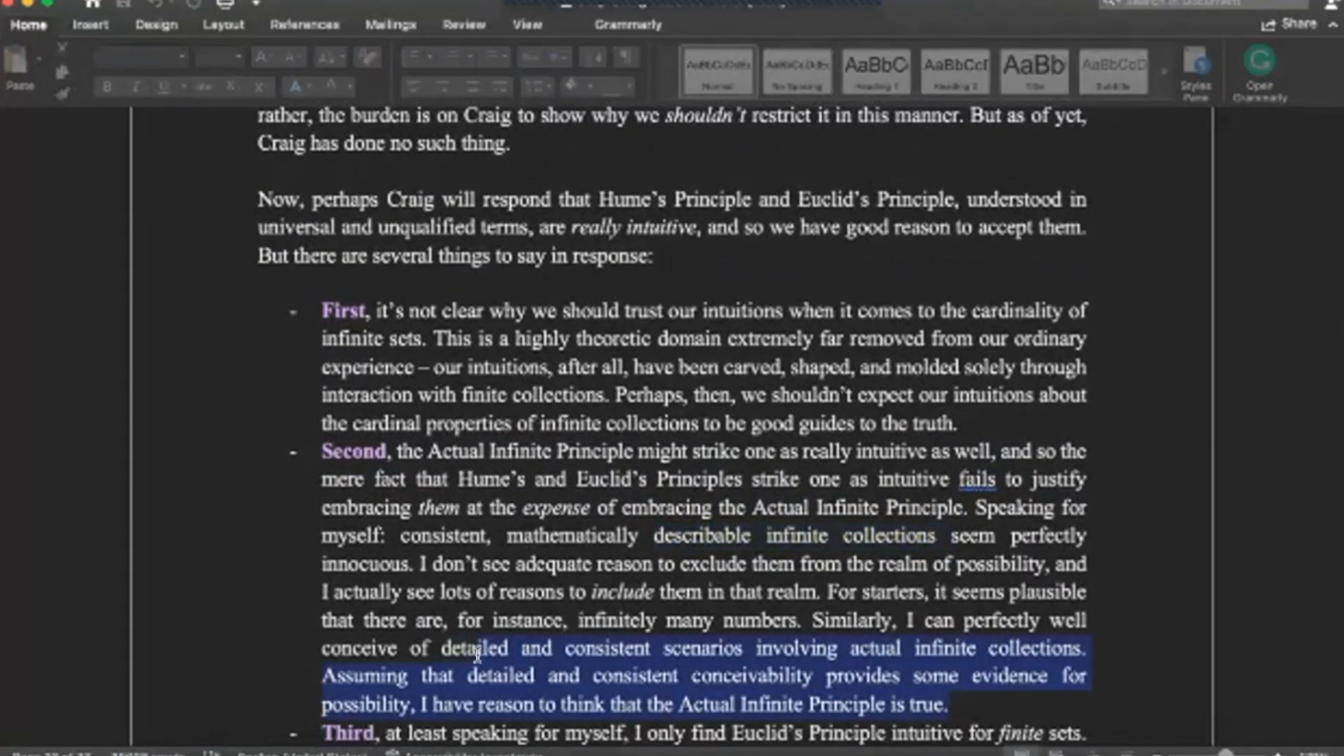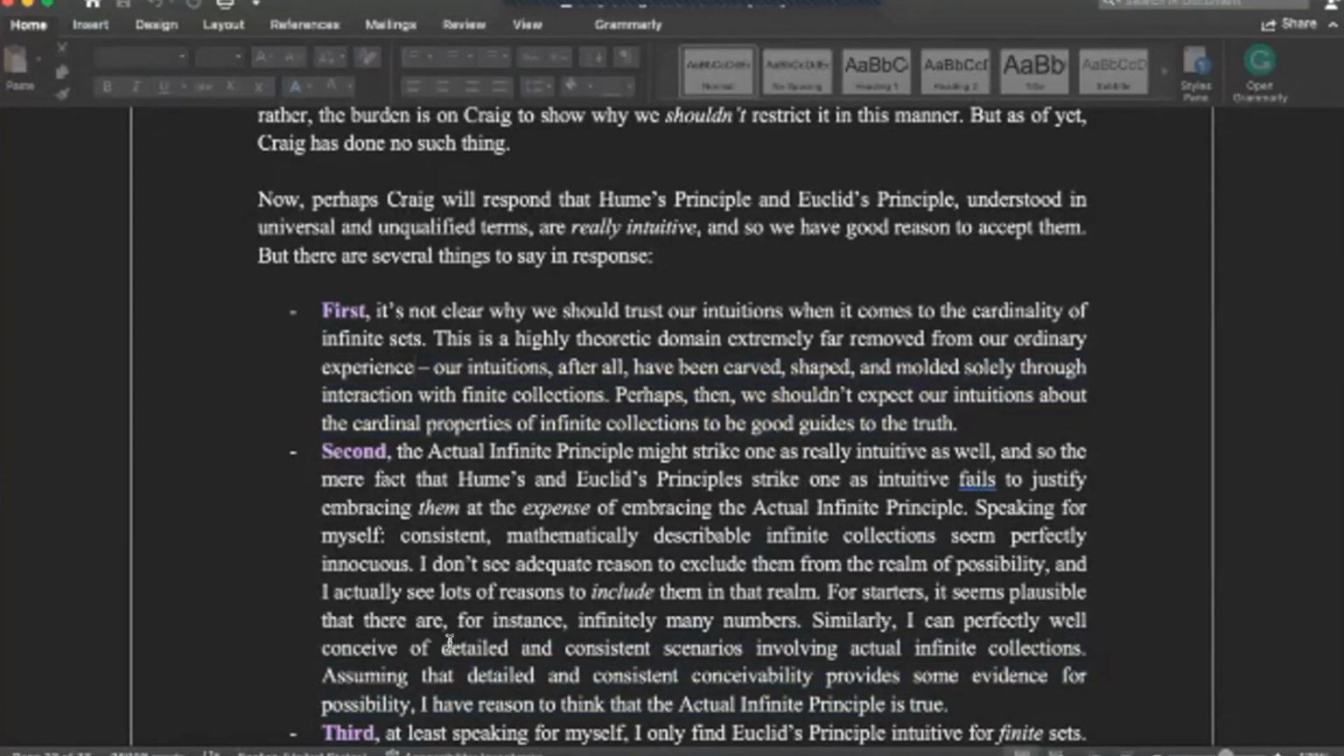Now, of course, if you want to reject that detailed and consistent conceivability provides some evidence for possibility, some defeasible evidence, you're probably going to be doing that on the basis of something like mitigated modal skepticism, which I actually have some sympathies with. But in that case, mitigated modal skepticism is a double-edged sword, because it also is going to be telling us that we shouldn't be trusting our intuitions in these highly theoretical domains, extremely far removed from our ordinary experience, when it comes to possibilities and impossibilities, such as the impossibilities of infinite sets.